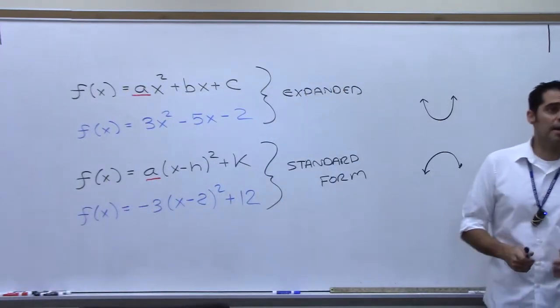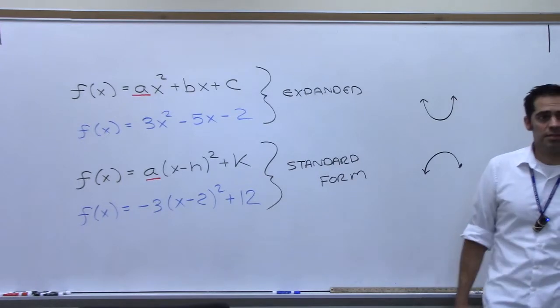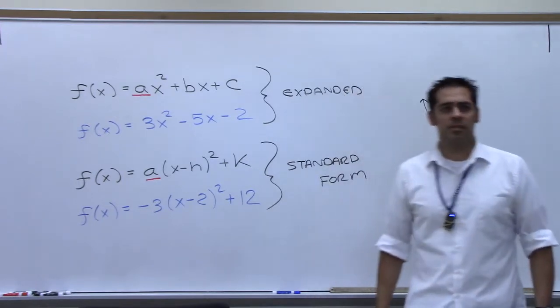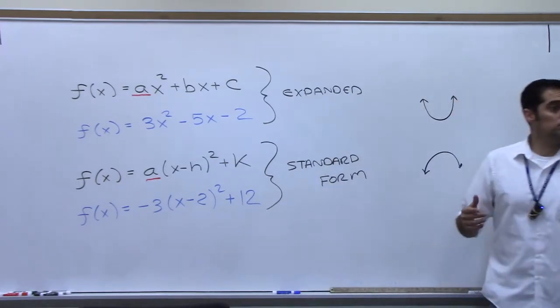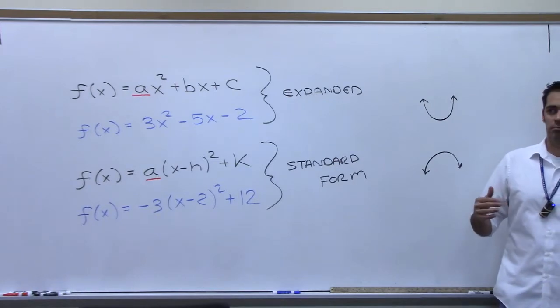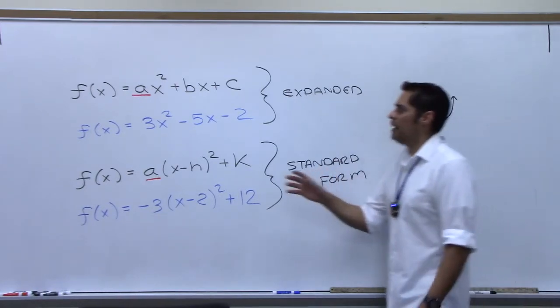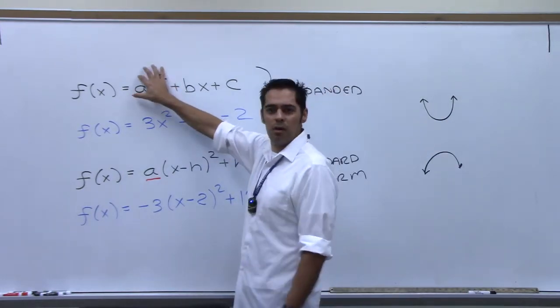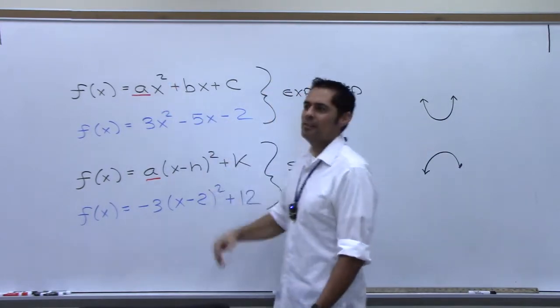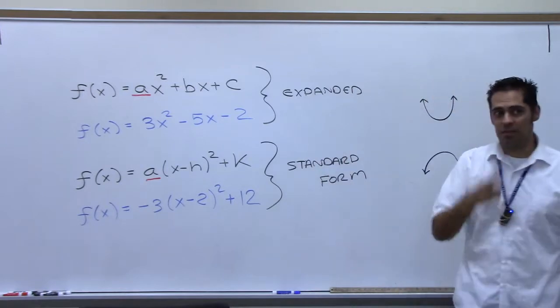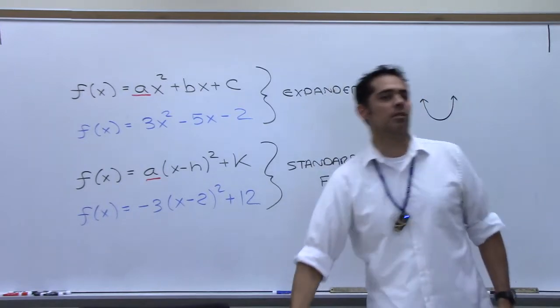They either open up or down: up if A is greater than 0, and down if A is less than 0. What if A is 0? It's a different thing entirely. That's right. If A is 0, this is gone. It's no longer a quadratic function, right? It becomes linear. So that's why we don't have to worry about A being 0.